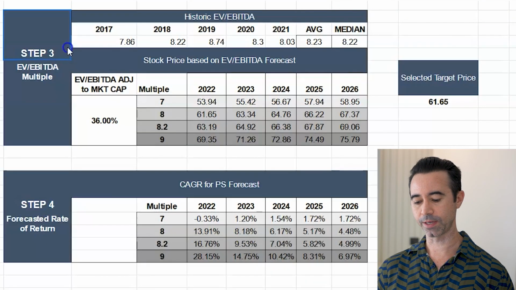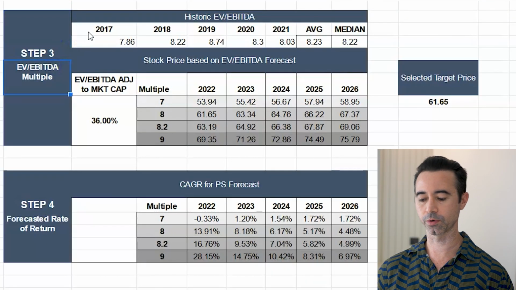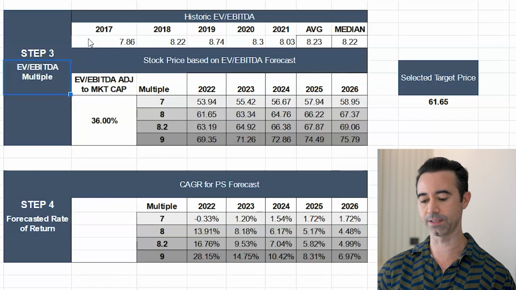So here on step 3, we have the EV to EBITDA multiple. And so what we're going to do is figure out what to use for the EV to EBITDA multiple.